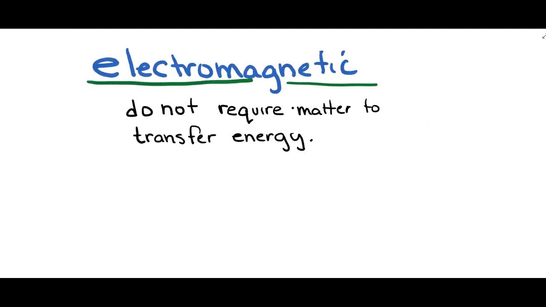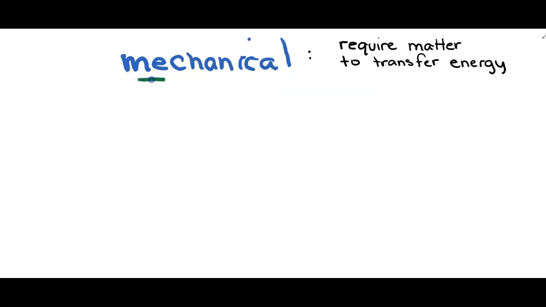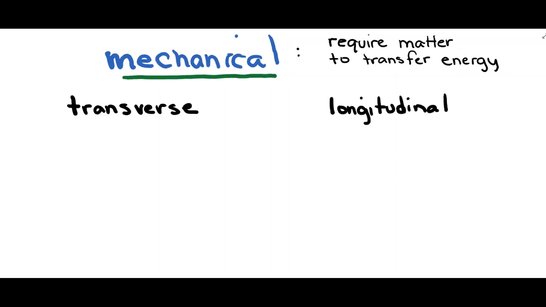Electromagnetic waves, or sometimes called electromagnetic radiation, do not require matter to transfer energy from one place to another. They can transfer energy in completely empty space. The other category, mechanical waves, do require matter to transfer energy from one place to another. With mechanical waves, there's two types, transverse and longitudinal.